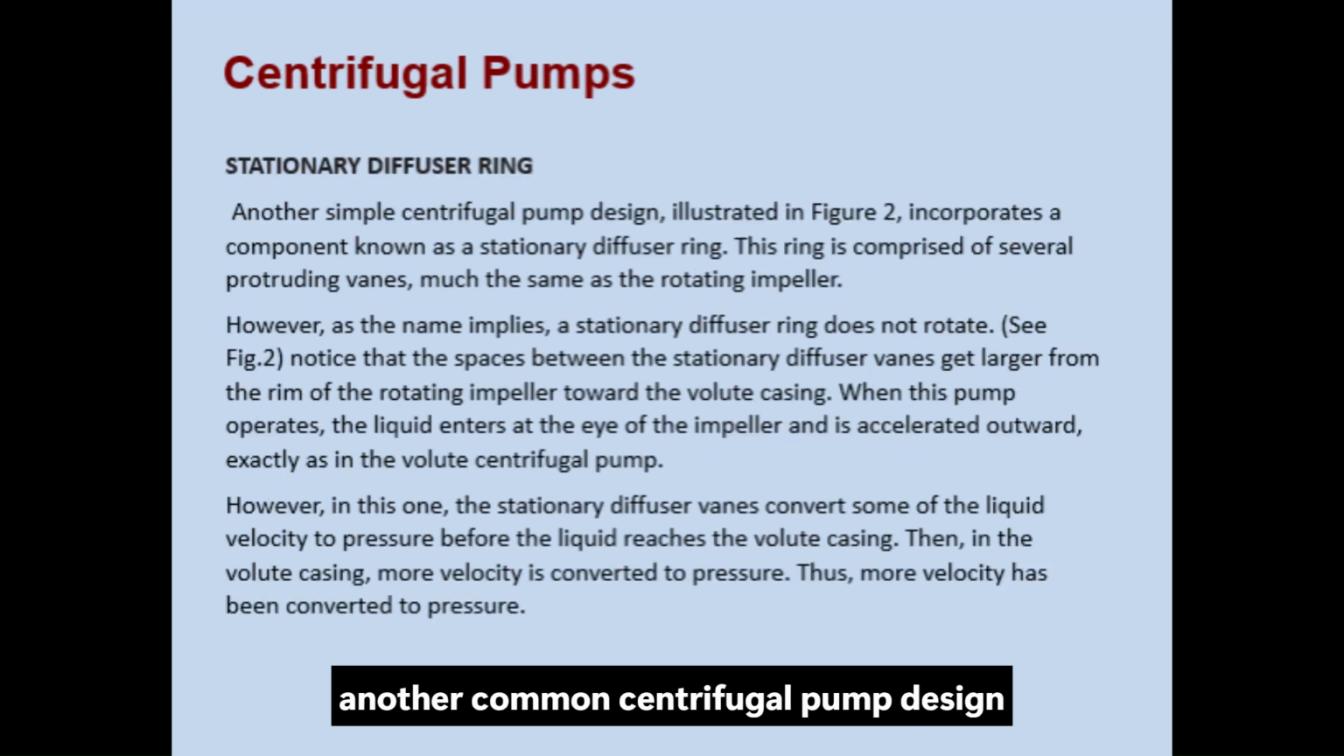Another common centrifugal pump design incorporates a stationary diffuser ring, as shown in Figure 2. This ring consists of several protruding vanes similar to those on the impeller, but crucially, it does not rotate. The spaces between the diffuser vanes widen from the impeller rim toward the casing. When the pump operates, the diffuser vanes convert some of the liquid velocity to pressure before it even reaches the volute casing, where additional velocity is converted. This two-stage conversion results in a more efficient pressure buildup.